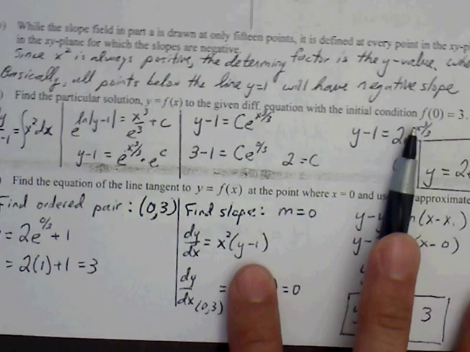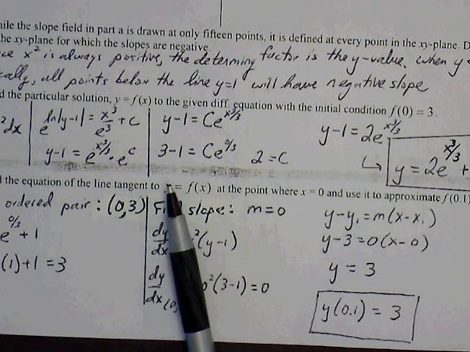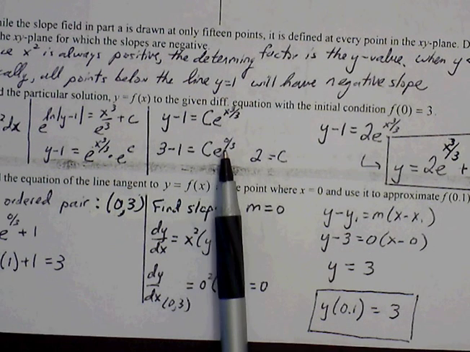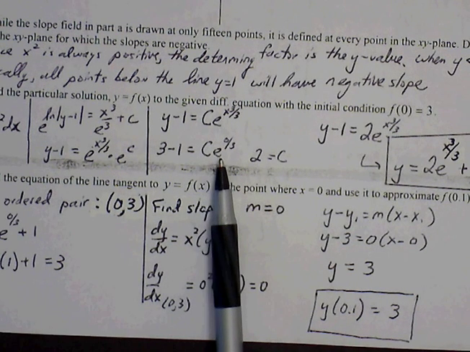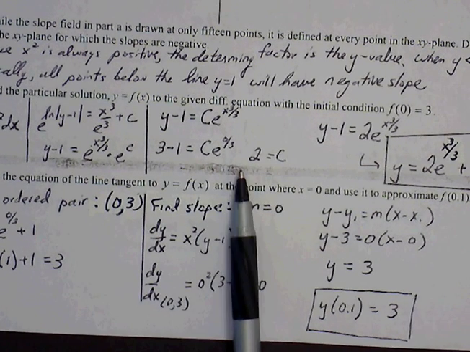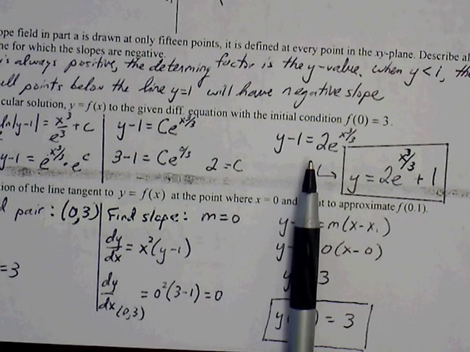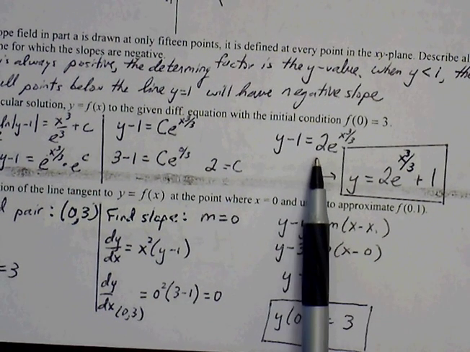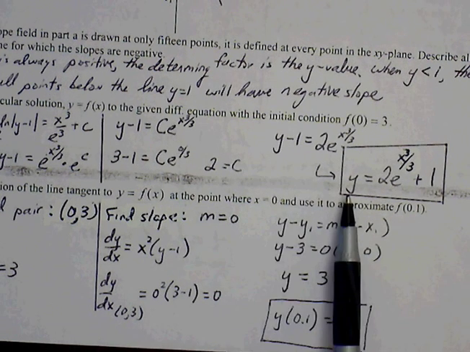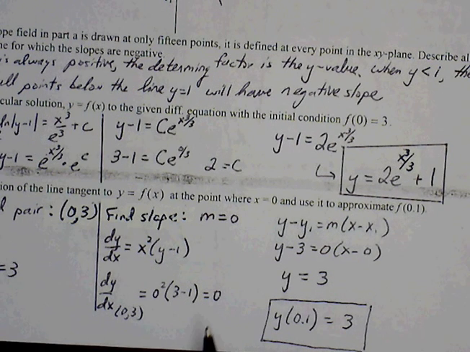So 0, 3. 0 plugs in for x, and 3 plugs in for y. So we get 3 minus 1 is equal to c e to the 0 over 3. E to the 0 over 3 is simply 1, so c is equal to 3 minus 1, which is 2. So we have our initial condition used to solve for c. Once we have the c plugged in, we can write our specific equation. So therefore, y is equal to 2e to the x cubed over 3 plus 1.